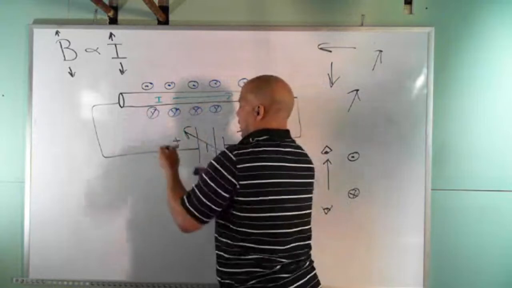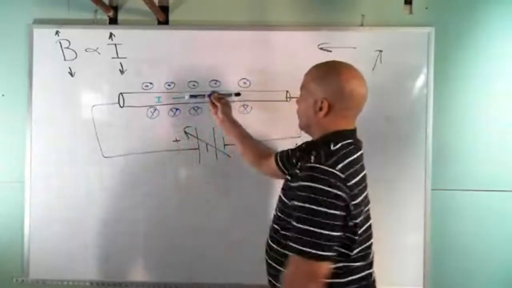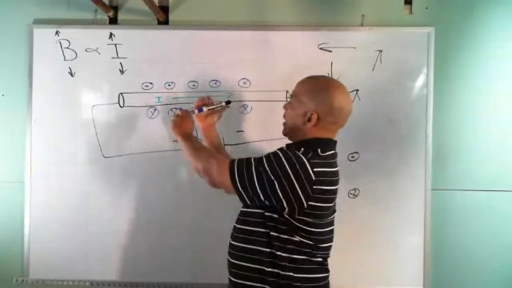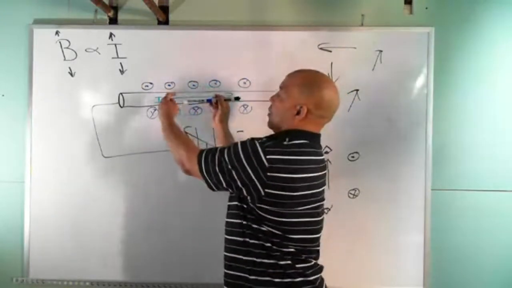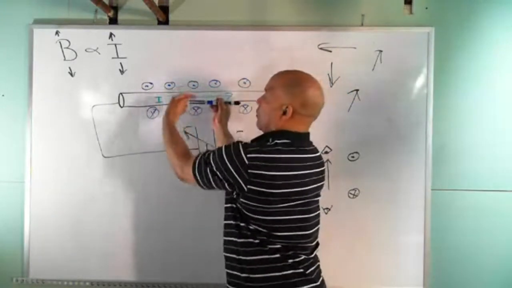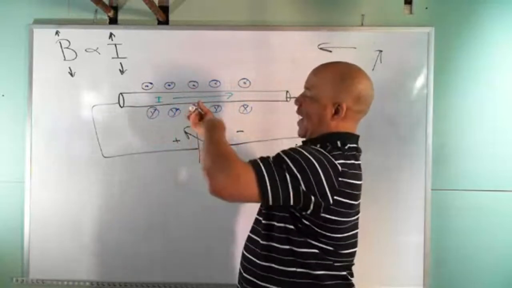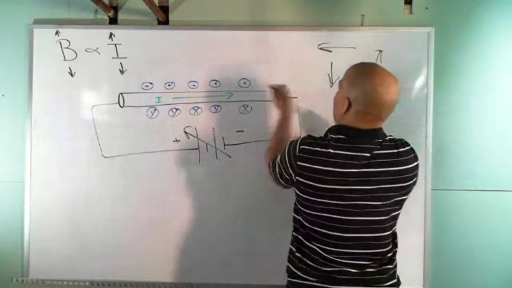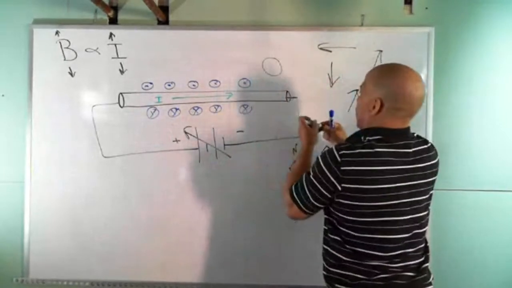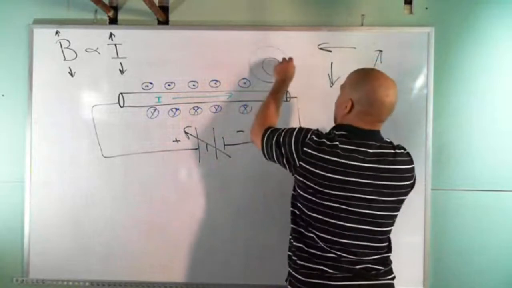So if you can imagine this, here's my conductor. If I use the right-hand rule on it, the flux is actually rotating around this way. So it's coming out of the top into the bottom. So if I do this, and I'll move it towards you, so you can see that flux is actually rotating around the conductor. This is my conductor. It's actually rotating around the conductor like that.